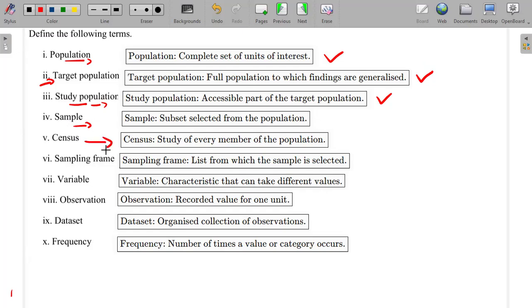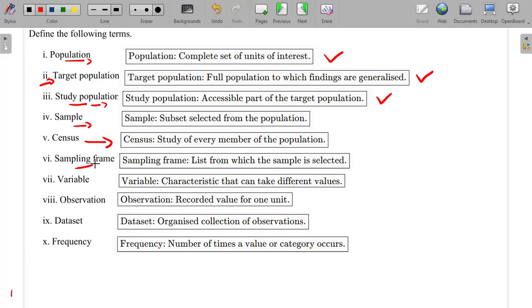What's the census? Okay, so a census is simply a study in which data are collected from every member of the population. Though it can be practically impossible to collect data from all the members of the population, for the most part, if we want to, for example, find the population of a country, we are going to carry out what we call the census. So we are going to collect data from every member of the population. So that's what the census is.